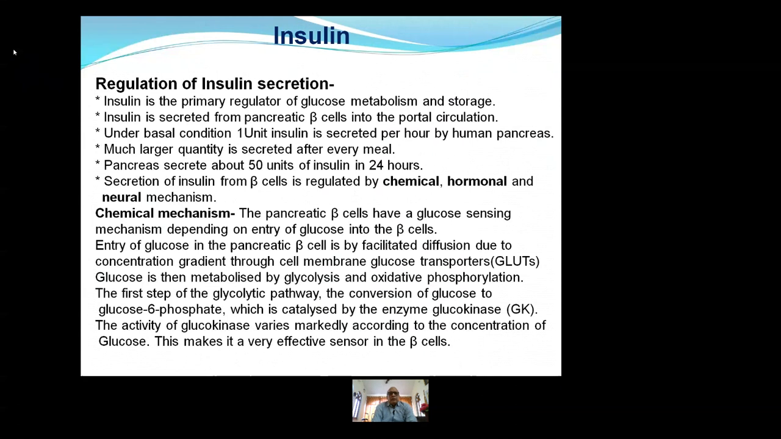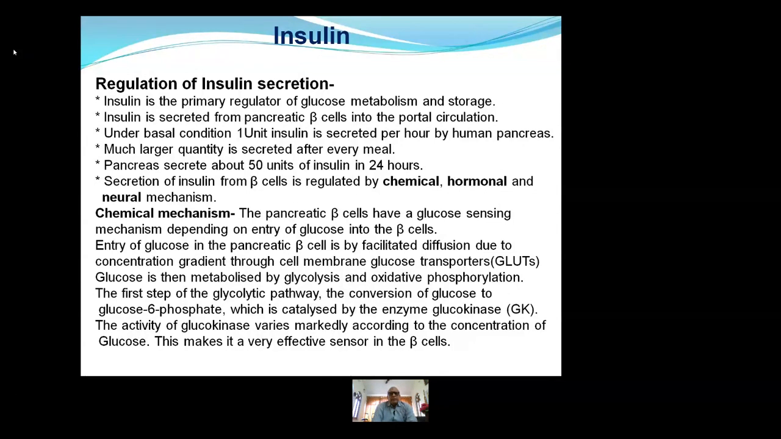Regulation of insulin secretion. Insulin is the primary regulator of glucose metabolism and storage. Insulin is secreted from pancreatic beta cells into the portal circulation. Under basal conditions, 1 unit of insulin is secreted per hour by the human pancreas. A much larger quantity is secreted after every meal. The pancreas secretes about 50 units of insulin in 24 hours.